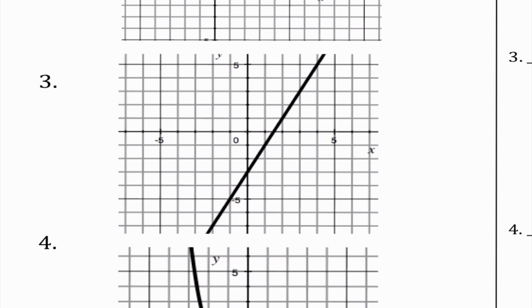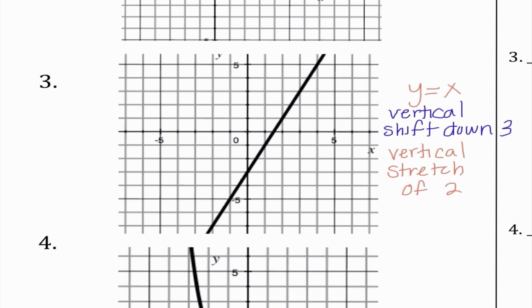Looking at number 3, I can tell right away that this is the identity. It's y equals x. And it doesn't appear that it crosses right here at 0. In fact, it looks like it goes down 1, 2, 3. The other thing that I notice on this line is that it doesn't appear to go up 1 and over 1. It looks like it's going up 2 and over 1, which we know is the slope, but if we're being technical, that really means that we have a vertical stretch of 2.